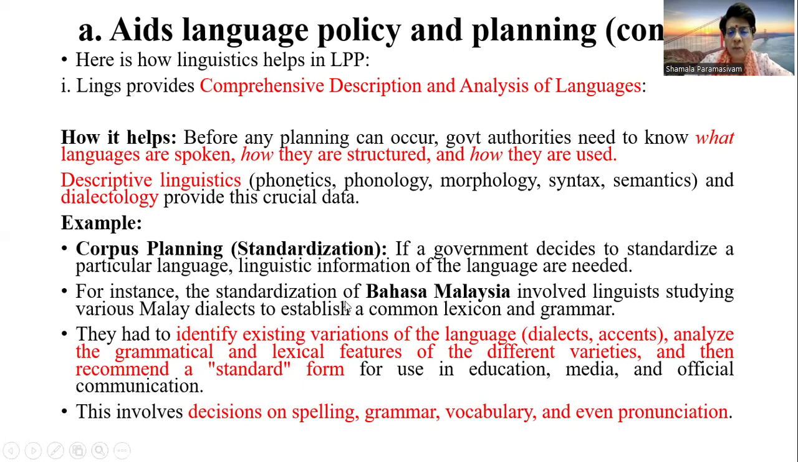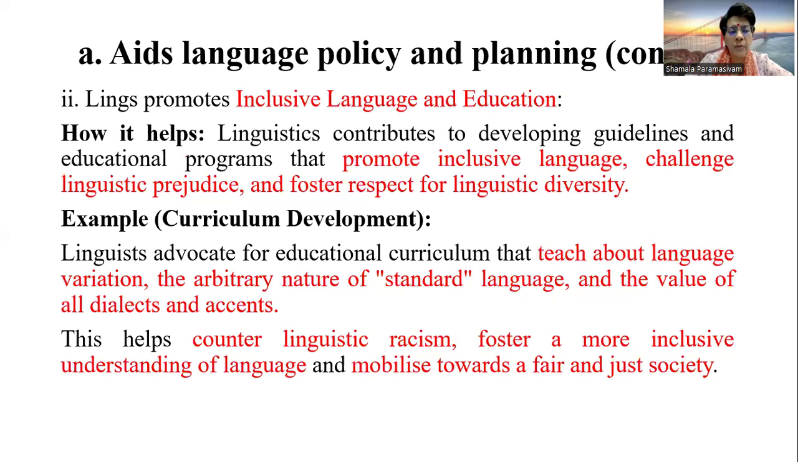So this is how linguistics is important in getting that comprehensive description and then helping in making the decision which variety becomes the standard variety, and what the details of that standard variety are with regard to spelling, grammar, vocabulary, and pronunciation.